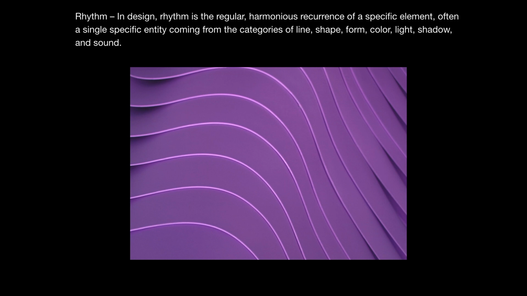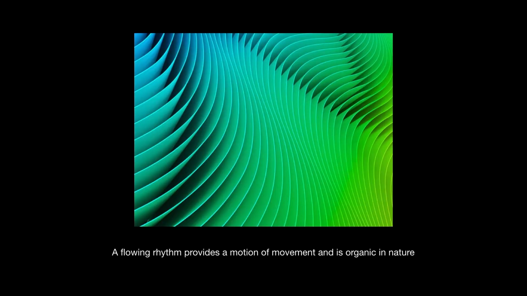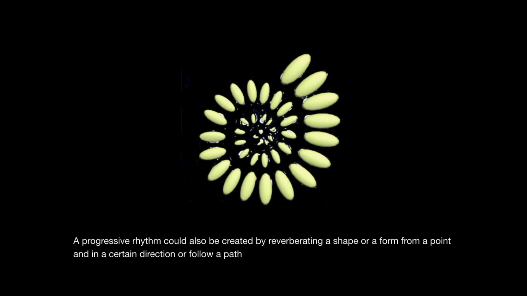Rhythm in design that has a clear pattern is something that we recognize through human perception, and it's something that we find to be quite visually stimulating and interesting. And there's different types of rhythm, right? We have flowing rhythm here. When we think about rhythm, we often associate it with movement. We can have a progressive rhythm that creates a reverberating shape or a form from a single point and moves outwards and follows a path.